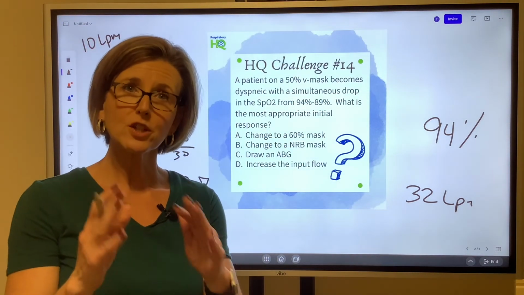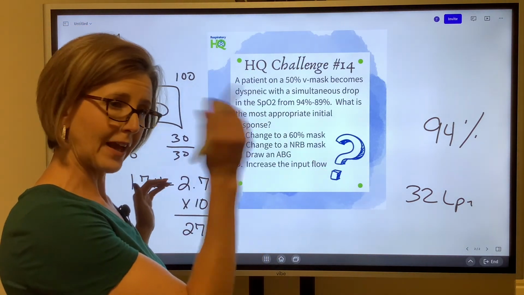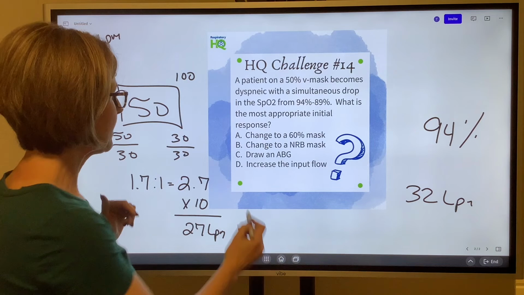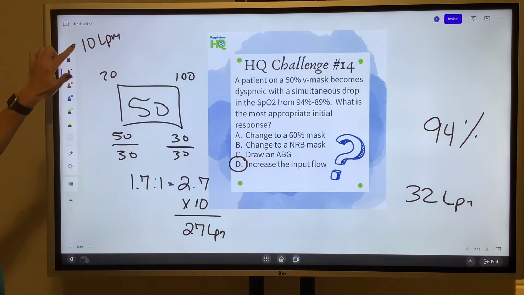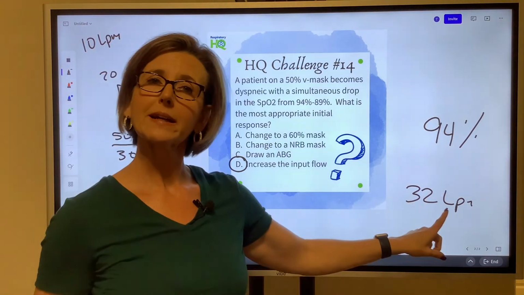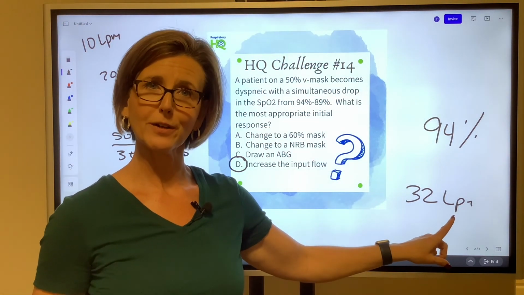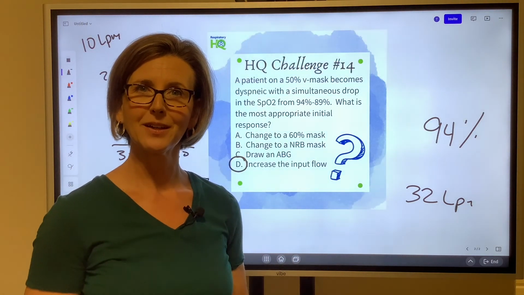So the first thing you need to do with an air entrainment system, if they get short of breath, their sats drop, increase the input flow. Because if I can bring this total flow up where I meet or exceed the patient's inspiratory flow, they'll be receiving that precise FiO2. So hope this has helped.